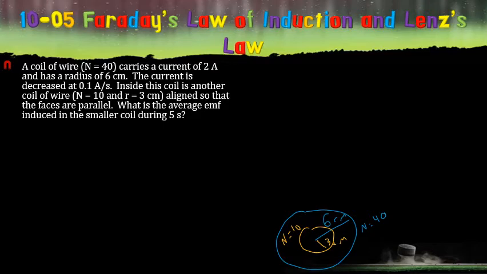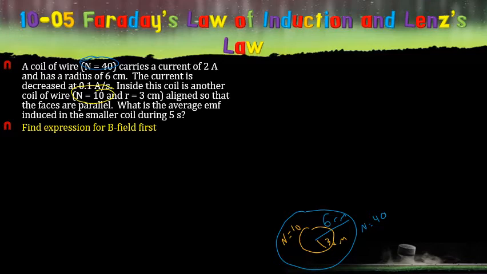All right, so we have a coil of wire. Number of loops is 40, and it carries a current of 2 amps and has a radius of 6 centimeters. The current is decreased at 0.1 amp per second. Inside this coil is another coil of wire. It has 10 loops, and its radius is 3 centimeters. So we have the blue wire for this one, and the yellow wire for that one. Their faces are parallel. What is the average EMF induced in the smaller coil during 5 seconds?